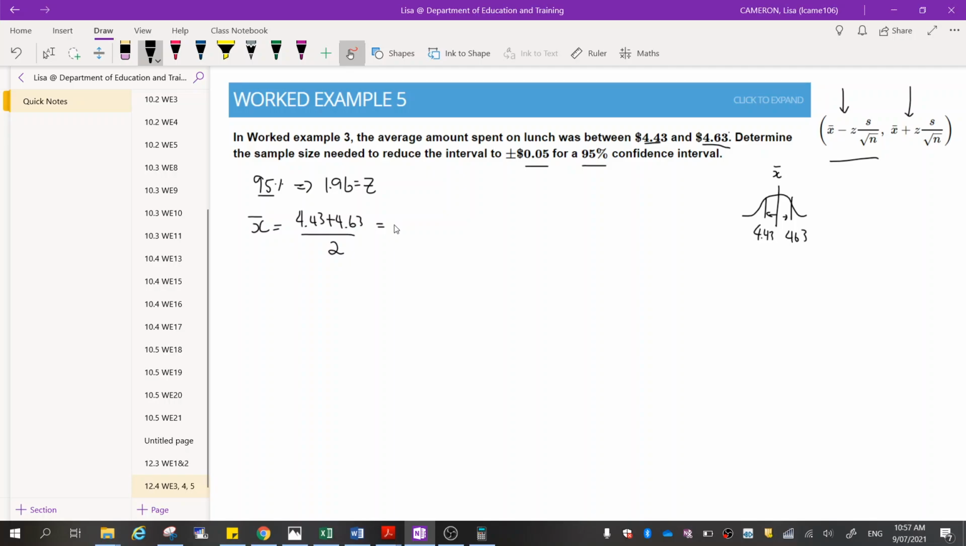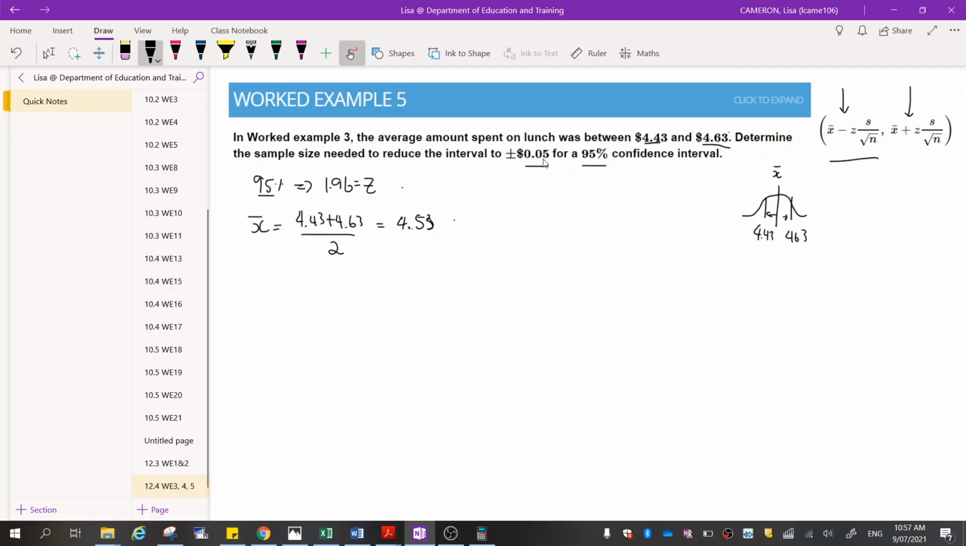Now, I'm pretty sure in the textbook they just take that answer from worked example 3, but you know what? We're going to do it the hard way because sometimes the hard way is fun. Okay, good. So we work out that it's 4.53, coincidentally the same number we used in worked example 3. So next, we're going to start plugging into this. We've got our z-score, and we want it to be a plus minus difference of this amount.